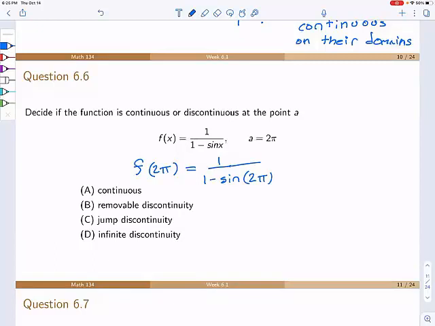Okay, and sine at 2 pi is 0. So you get 1 over 1 minus 0. So this is just 1. We get a value, so it's in the domain, so it is continuous there.